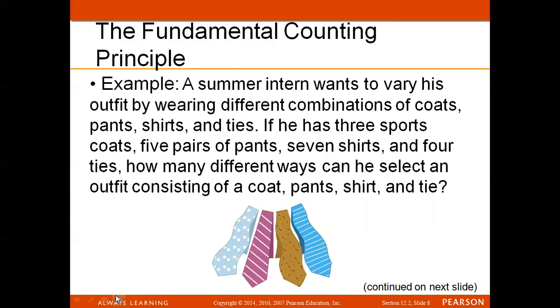A summer intern wants to vary his outfit by wearing different combinations of coats, pants, shirts, and ties. If he has 3 sports coats, 5 pairs of pants, 7 shirts, and 4 ties, how many different ways can he select an outfit consisting of a coat, pants, shirt, and tie?